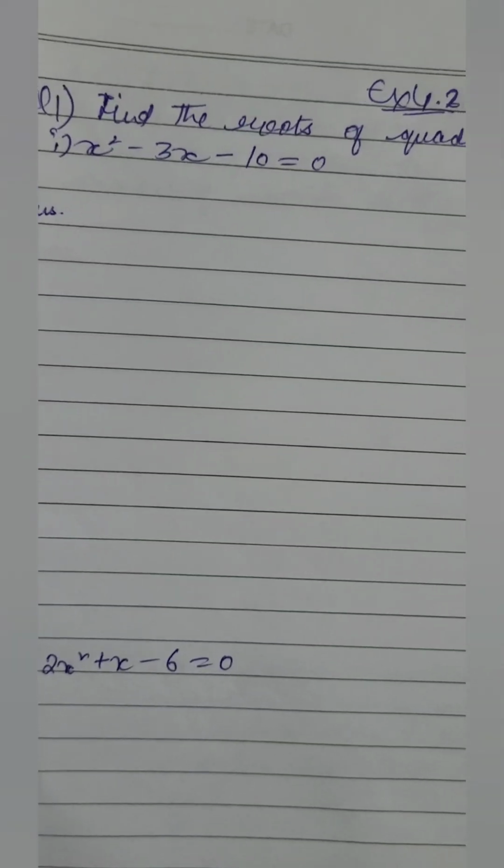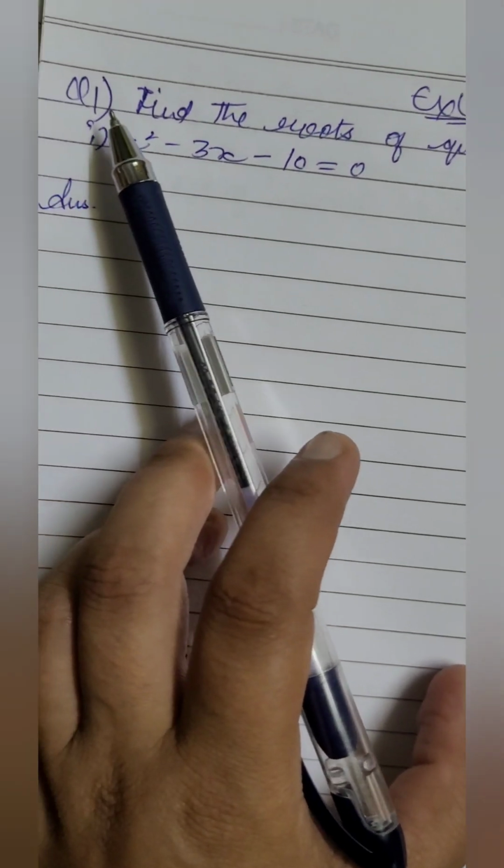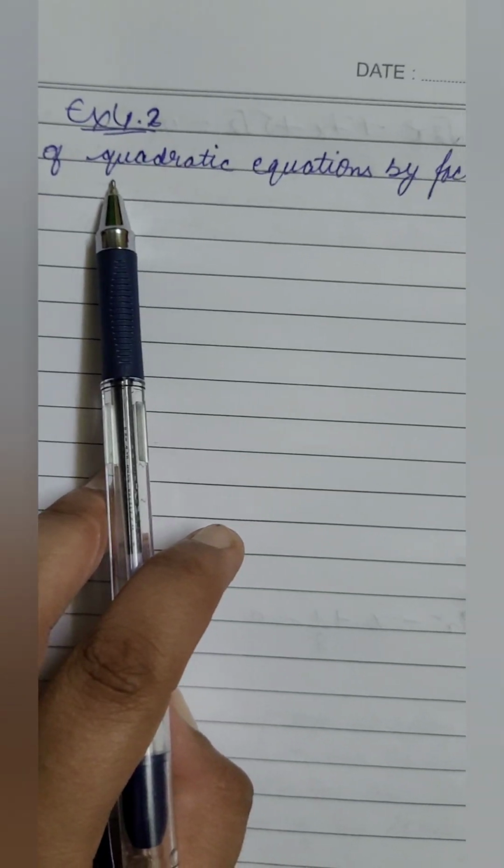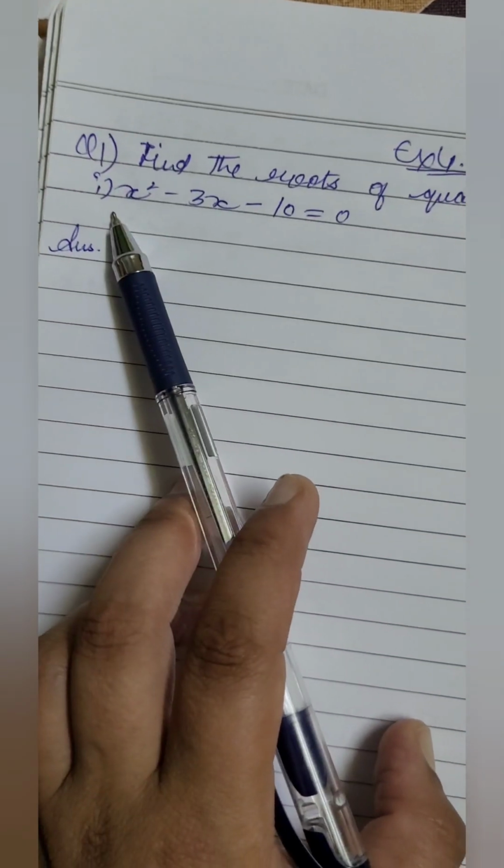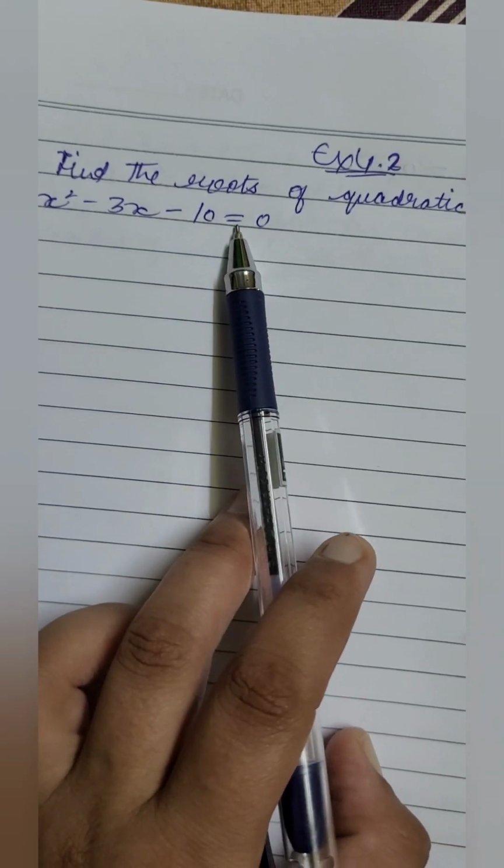So today let's start our class. Today we will do exercise 4.2 of quadratic equations. So let's start. Question number 1 says find the roots of the quadratic equation by factorization. The first part is x square minus 3x minus 10 equals to 0.